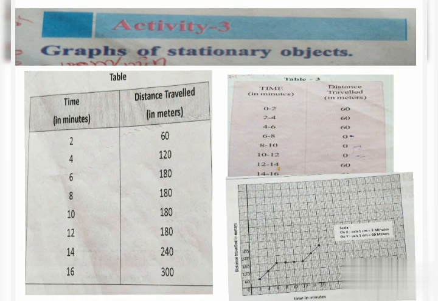Now by this data we can say the total distance travelled by Bhumika is 300 meters, and how much time did she take to cover that total distance? 16 minutes. After each 2 minutes how much distance she travelled, we can explain by seeing the data in table 4, and by the graph also we can understand. How to draw the graph, you know, no? To draw the graph, on the x-axis take 1 centimeter equals 2 minutes, on the y-axis take 1 centimeter equals 60 meters. Okay, next.